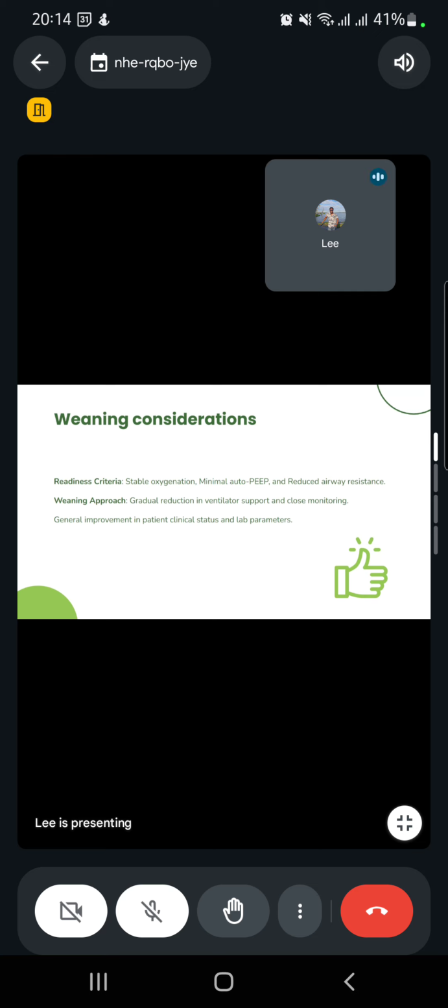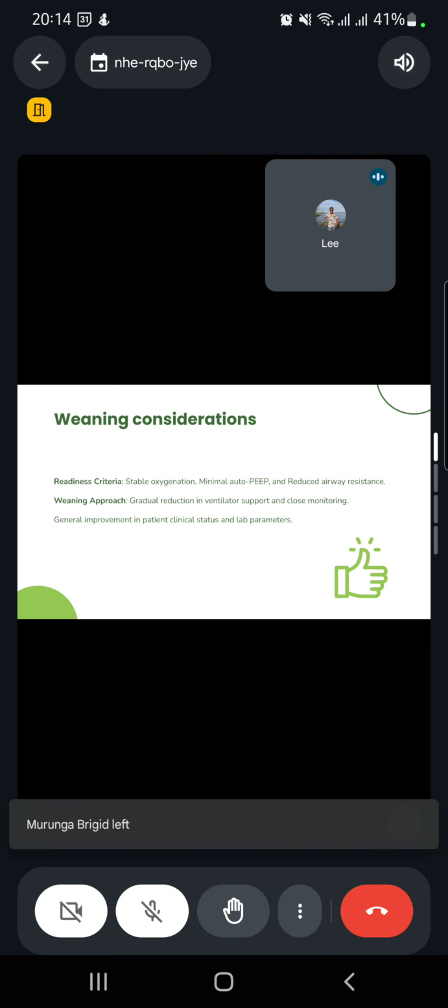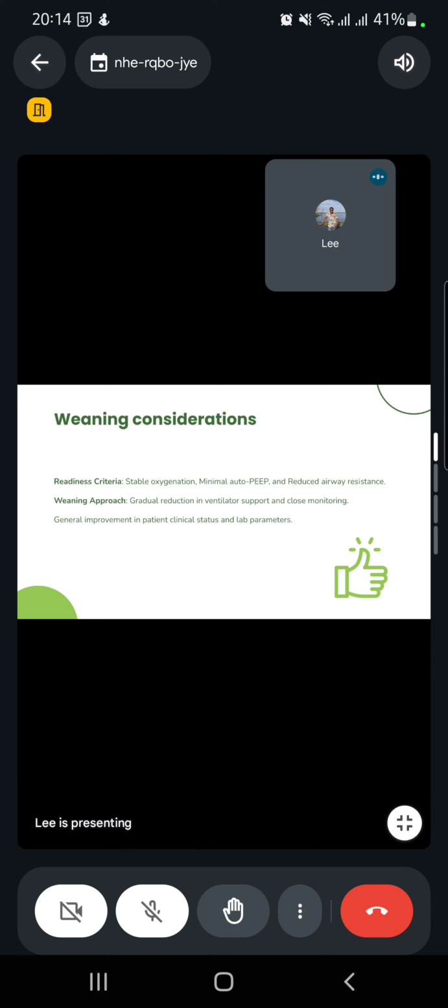Minimal auto PEEP, or even absent auto PEEP, so you're just getting your regular PEEP, and reduced airway resistance. So even the pressures and the volumes being delivered are not too high. For your weaning approach, you do a gradual reduction in ventilator support, stepping down to pressure support mode, with close monitoring. You look for general improvements in the patient's clinical status and lab parameters. You also need to consider those things that brought the patient in and got them to where they are.